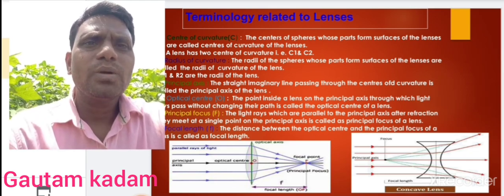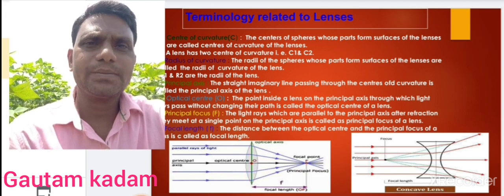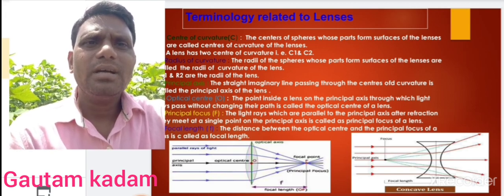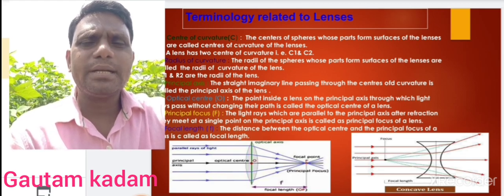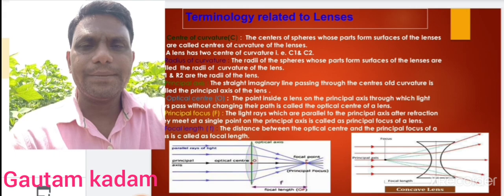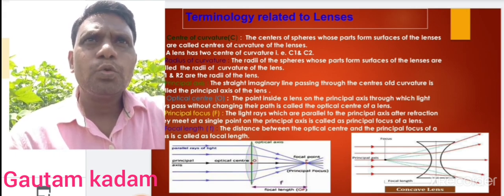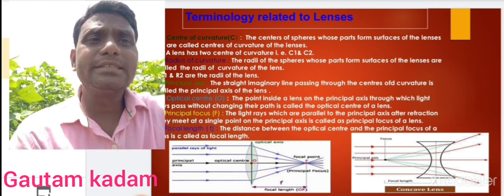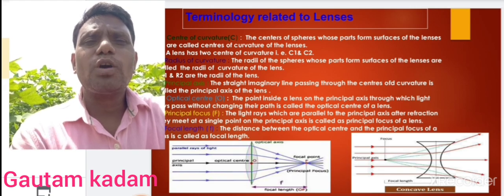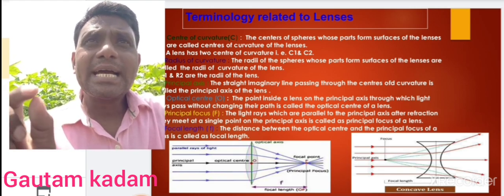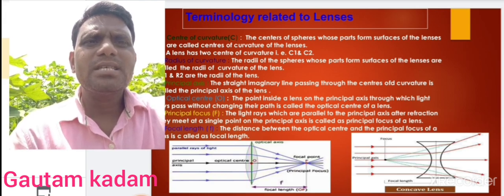Now we discuss terminology related to lenses. First, center of curvature. Center of curvature is denoted by capital letter C. The centers of spheres whose parts form the surfaces of the lenses are called the centers of curvature of the lenses. Each and every lens has two centers of curvature, that is C1 and C2.